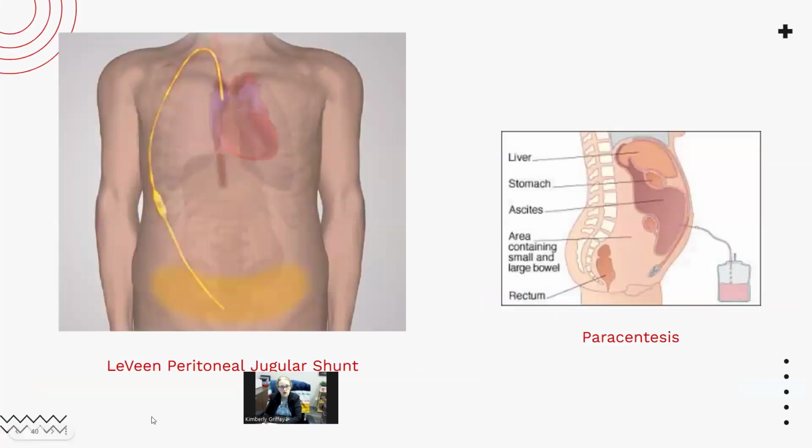And then these are the different types of shunts. This is the one that goes through the jugular, down through here. So this is the shunt. And then this is the paracentesis. It goes through the wall and helps to drain all the excess fluid from within the abdomen.